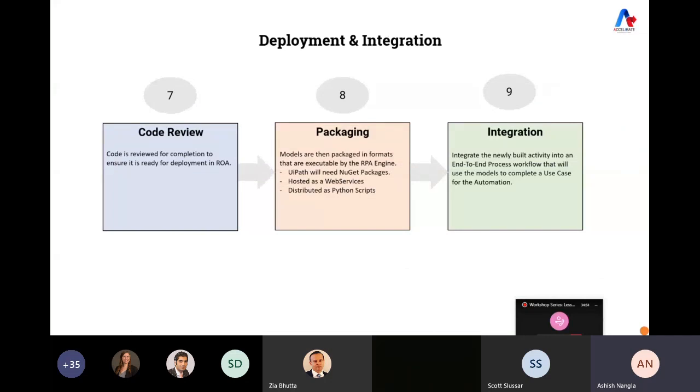We can talk about deployment and integration. I would ask Laurantiu, who has more experience on this, to talk about this and give us some examples as well. Laurantiu, you want to take it up?